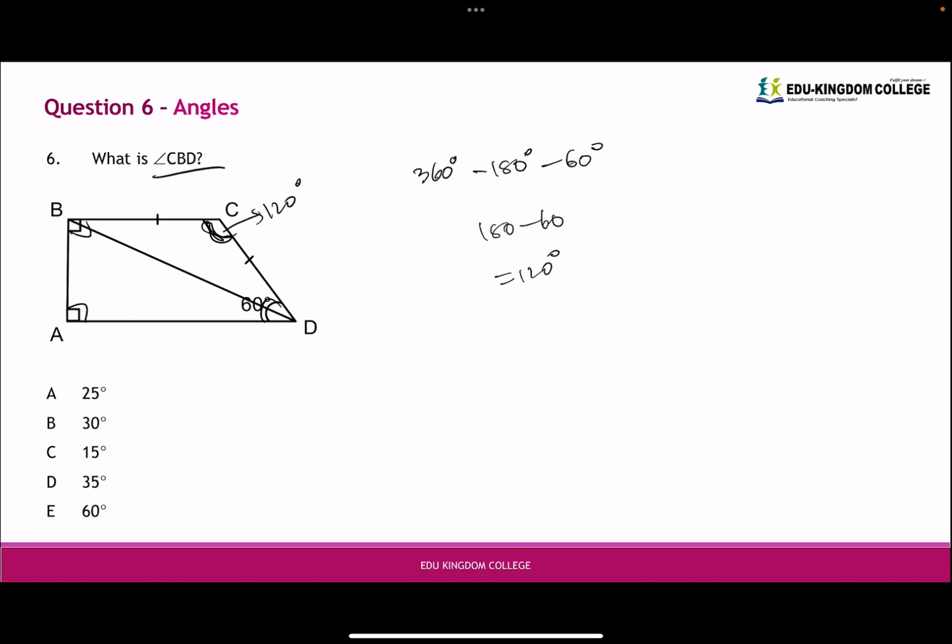We're finding angle CBD, so this angle here. Now this is an isosceles triangle, which means this angle and this angle are the same. So 120 plus 2x equals 180, because the angle sum of this triangle here is 180 degrees. So move this over, 2x equals 60 degrees, x equals 30 degrees. So this angle here, x equals 30 degrees.